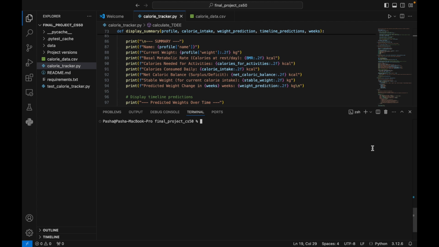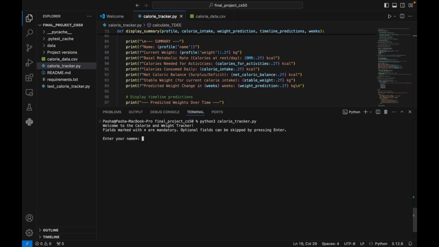Today I'm going to present you a calorie tracker project for the CS50 course realized in Python. The project consists of calculating calories based on daily activity and calorie intake for the person, and we can verify, through mathematical calculation based on the BMR, basal metabolic rate, the estimation of the weight over a certain period of time. So let's dive into the project.